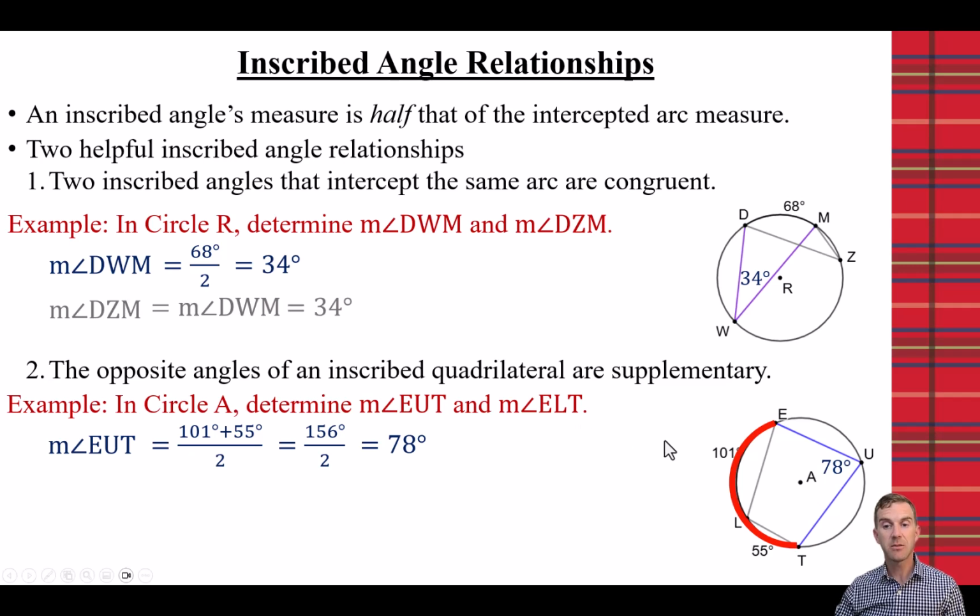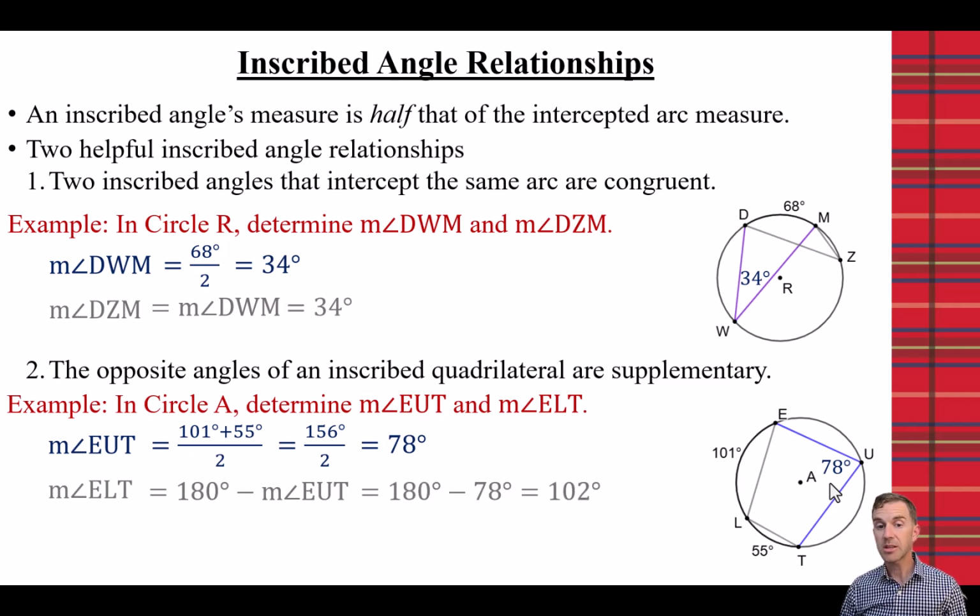And then I want to ask myself, well, how do I get ELT? Well, that's the opposite angle of EUT, so they have to be supplementary. So the measure of angle ELT will equal 180 degrees minus the measure of angle EUT. And when I subtract them, I'll end up with 102 degrees.